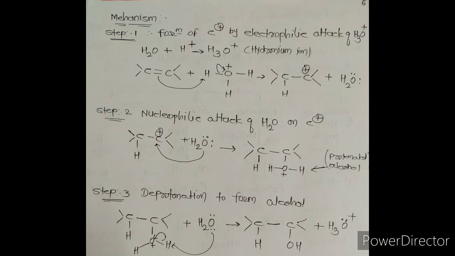Now the third step, deprotonation. Deprotonation means removal of H plus ion. Here hydrogen is removed from protonated alcohol and combines with a water molecule, so that it is converted into H3O plus ion, and we get alcohol.